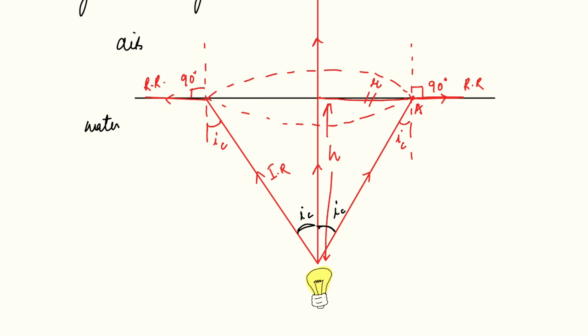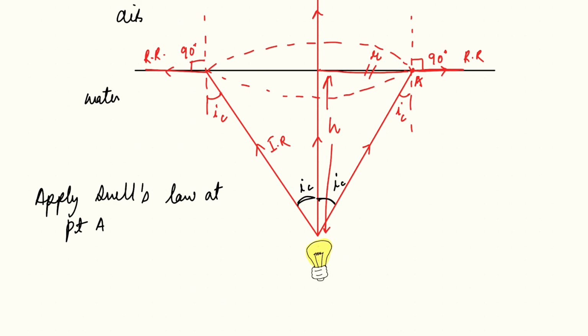Now how can we find it out? Before that, let's very quickly apply Snell's law at point A. So where is my point A? This is my point A, and we apply Snell's law there. In the question it is given that the water has a refractive index of nu, and air has a refractive index of 1. Don't have to worry about that, so you can simply write that.